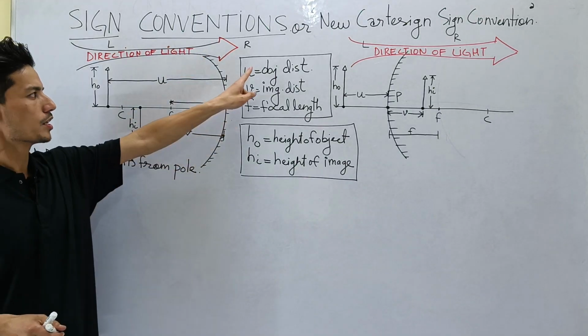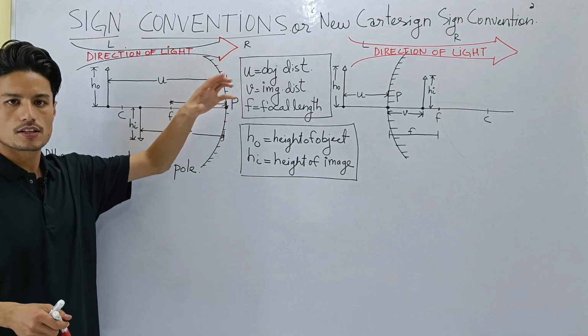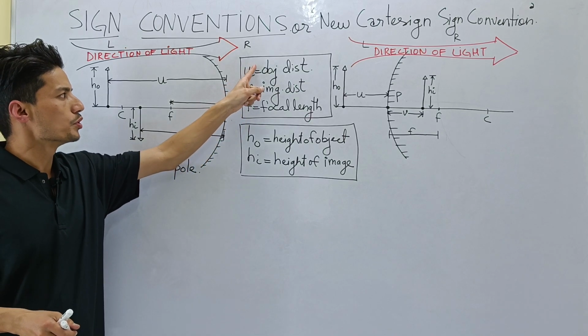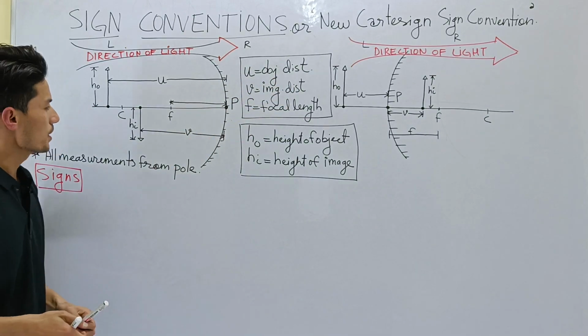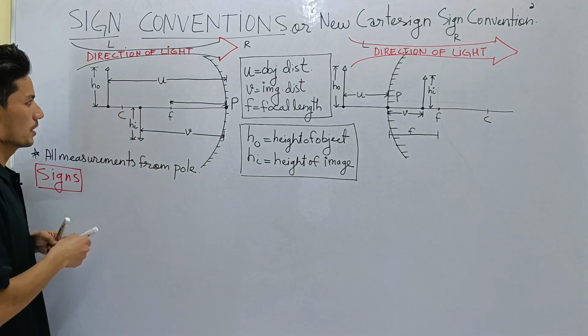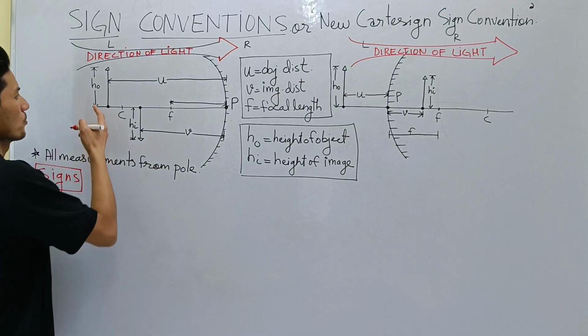Let us first start with u. Let us find out what sign u will have. So what is u? u is object distance. Where is our object? Our object is here. So let me use the red marker again. The object is here.